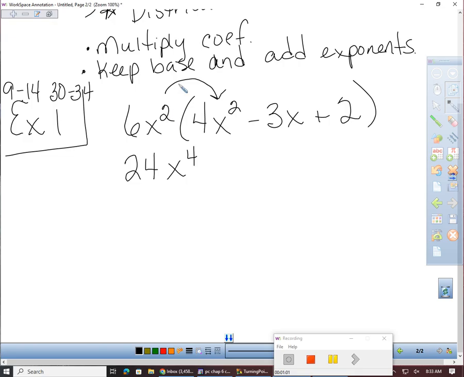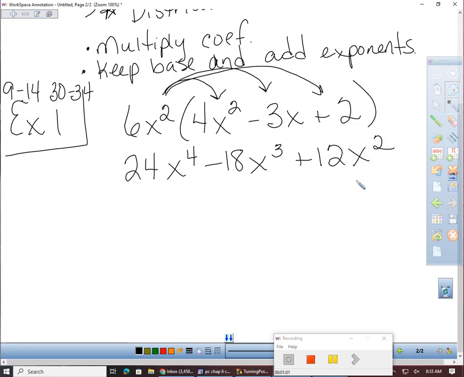Now we go to the next one. 6x squared times negative 3x. We multiply our coefficient. 6 times negative 3 is negative 18. We keep our base, and we add our exponents. And then we have 6x squared times 2. Multiply our coefficients. We keep our base, and we add our exponents. Then you need to check and make sure it's in standard form, which means your exponents go in descending order. And they do. We have 4, 3, and then 2. Pretty easy, right?